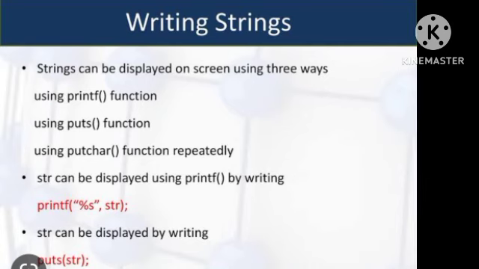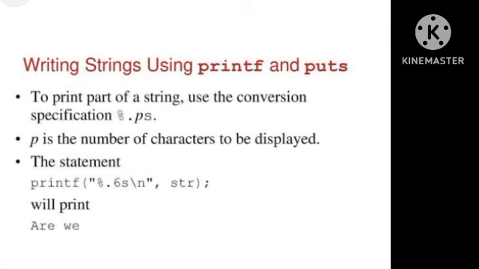Next, writing strings. Strings can be displayed on screen in three ways: using the printf function, using the puts function, or using the putchar function repeatedly. A string can be displayed using printf with the %s format, and by writing puts(string). To print part of a string using printf and puts, use the conversion specifier %.ps, where p is the number of characters to be displayed. The statement will print only those characters.